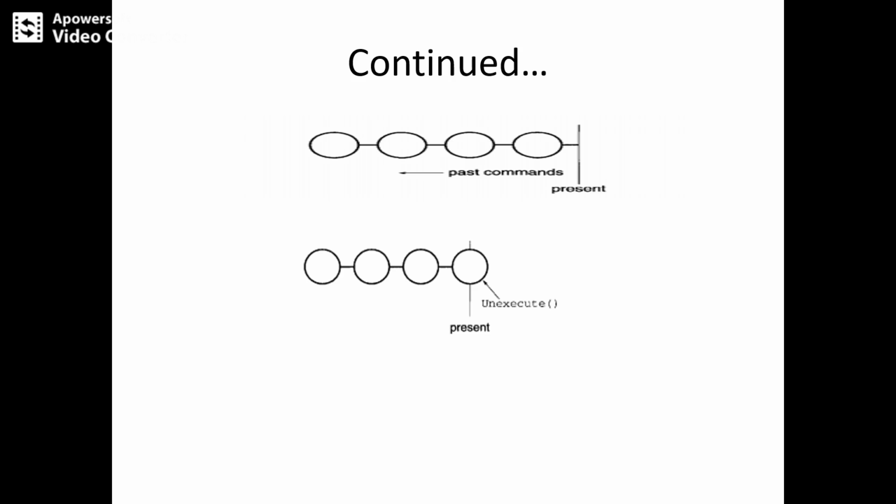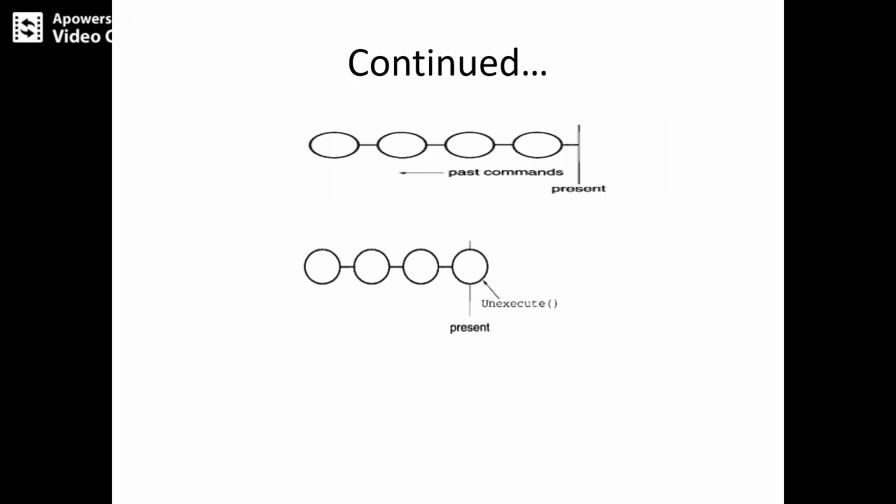This is the command history. We have the past commands and the present. Each circle represents a command object. In this case the user has issued four commands. The leftmost command was issued first, followed by the second leftmost, then the third leftmost, and so on. This will be the present command circle, or command object.